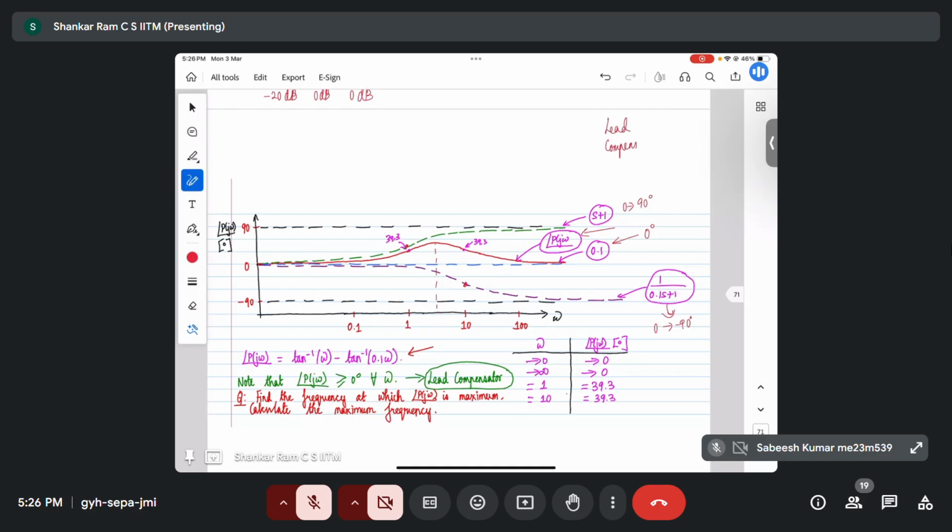To know more about this lead compensator, you can watch the videos on control systems. In the last week I have discussed the lead compensator. Okay, so please watch that.